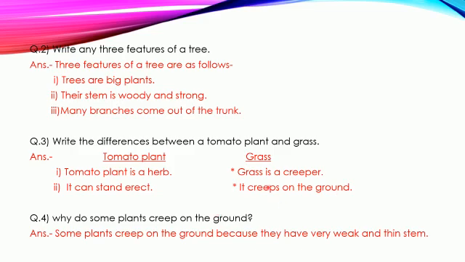But grass, it creeps on the ground. It cannot stand erect. Next question is, why do some plants creep on the ground? Answer is, some plants creep on the ground because they have very weak and thin stem. Since they have very weak and thin stem, they cannot stand erect, and that's why they creep on the ground.